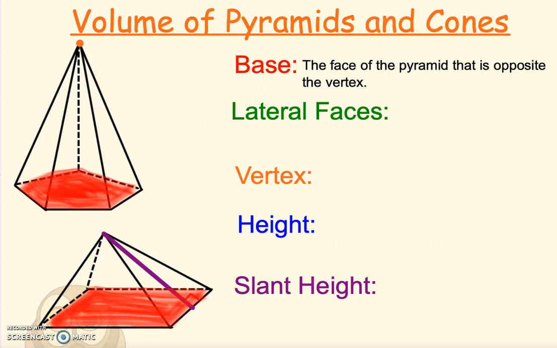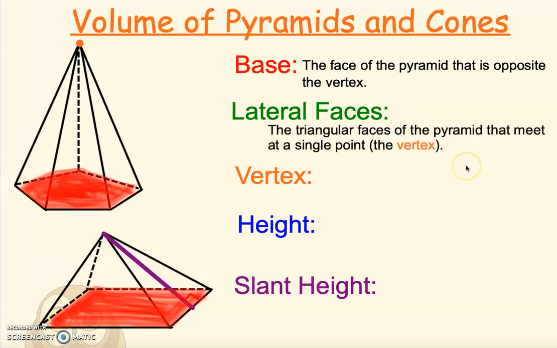Now, the second term would be the lateral faces. And the lateral faces of a pyramid are always triangles. They're the triangular faces that meet up at a single point. And that point is right here. It's called the vertex. Down here, these four triangular faces meet right here at this point, the vertex. And the vertex, you might as well define, is the point at which all the lateral faces meet.